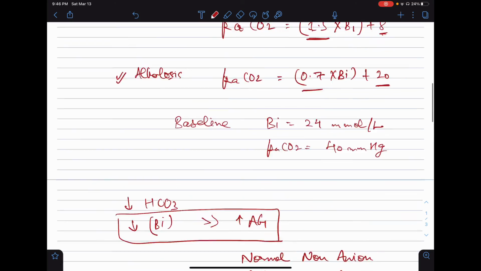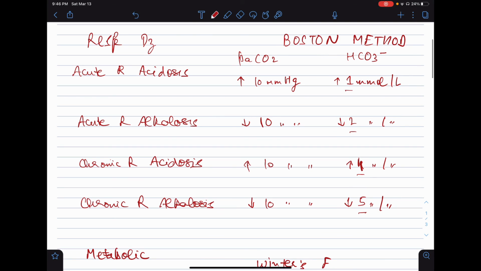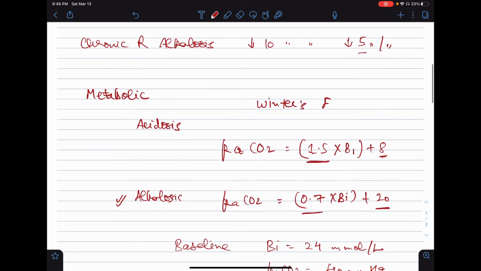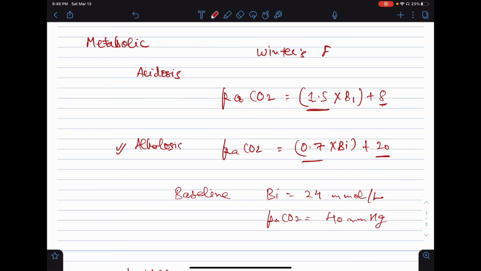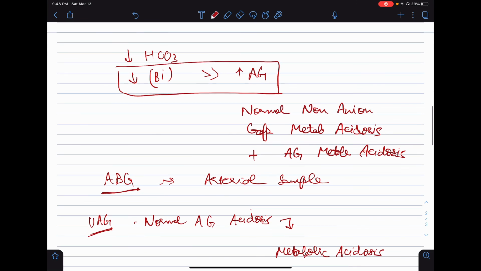Okay, friends, so to revisit, these are the formulas. These are the compensations for the respiratory disorders in the acute and the chronic settings. I've written both acidosis and alkalosis, and here we have the metabolic ones. And then we have how to see if there is coexisting normal anion gap metabolic acidosis with anion gap metabolic acidosis. Hopefully, this will help you to memorize the compensation rules, make you more acquainted with using these equations, and give you a better approach to read, understand and interpret the ABG of patients or in the questions.